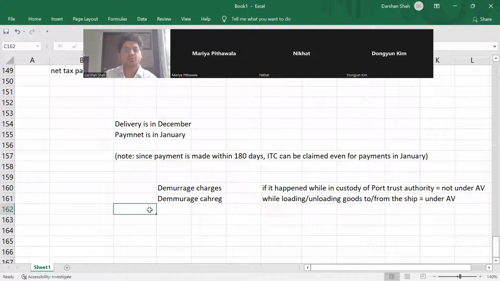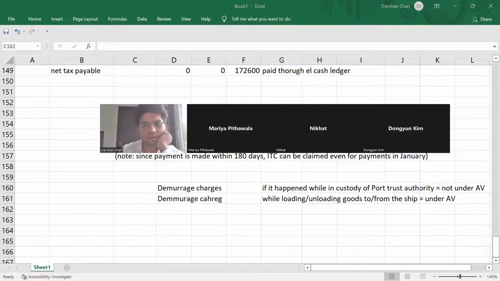So guys, should we do warehouse now quickly? Warehouse procedure, very simple. Sir, one question is there in chat box, barge expenses. Oh, sorry. Sir, you are on mute.